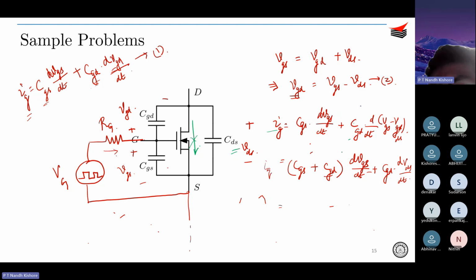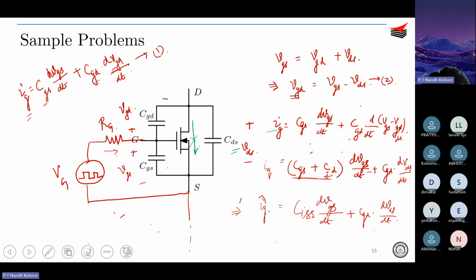Okay. So I will call these two capacitors, CGS plus CGD, as CISS. That is the input capacitor to the MOSFET. So this is your IG. Got till this point? IG is CISS into dVGS by dt plus CGD into dVDS by dt. So till this point, is it fine? If you have any doubts, you can stop me. Okay, I'll just pause for 2 minutes over here.